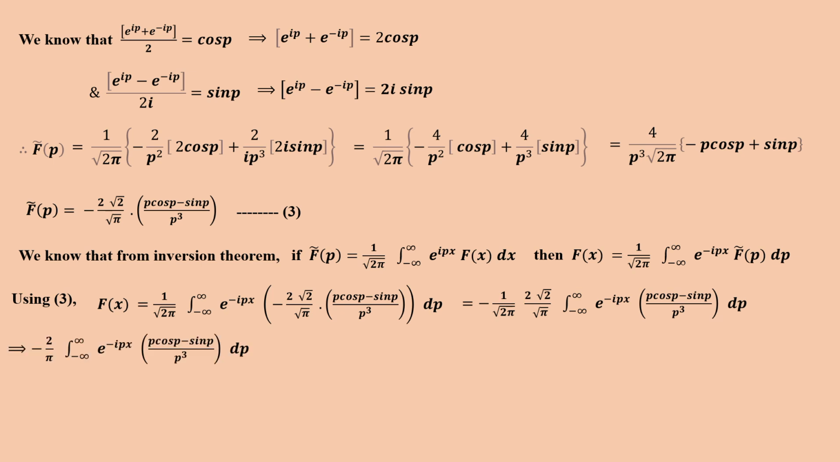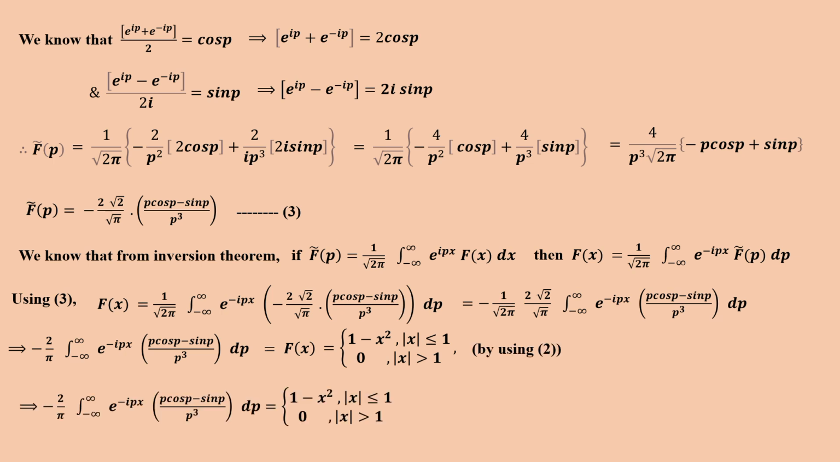That implies, we can cancel root 2 root 2, and root pi into root pi gives pi in the denominator: minus 2 by pi integral from minus infinity to plus infinity e power ipx, p cos p minus sin p by p cube dp, that is equal to f of x. But f of x, we know, is given as 1 minus x square when modulus x is less than or equal to 1, and 0 when mod x is greater than 1. Therefore minus 2 by pi integral from minus infinity to plus infinity e power ipx, p cos p minus sin p by p cube dp is equal to 1 minus x square when mod x is less than or equal to 1, 0 when mod x is greater than 1.